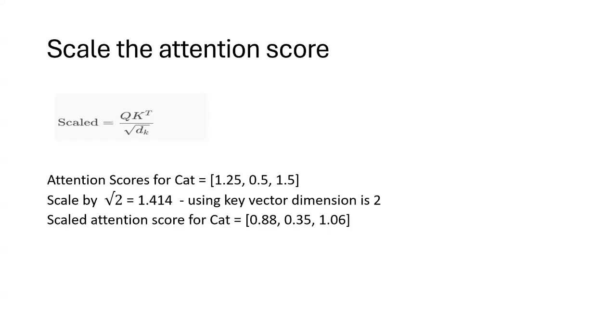Why is it useful? It gives a smaller value, and it helps in using this attention value to score something, right? So first we have calculated the attention score, then we have scaled it. Scaled it means we have divided by the square root of the key vector dimension, and then we have got the scaled attention score for cat, right?